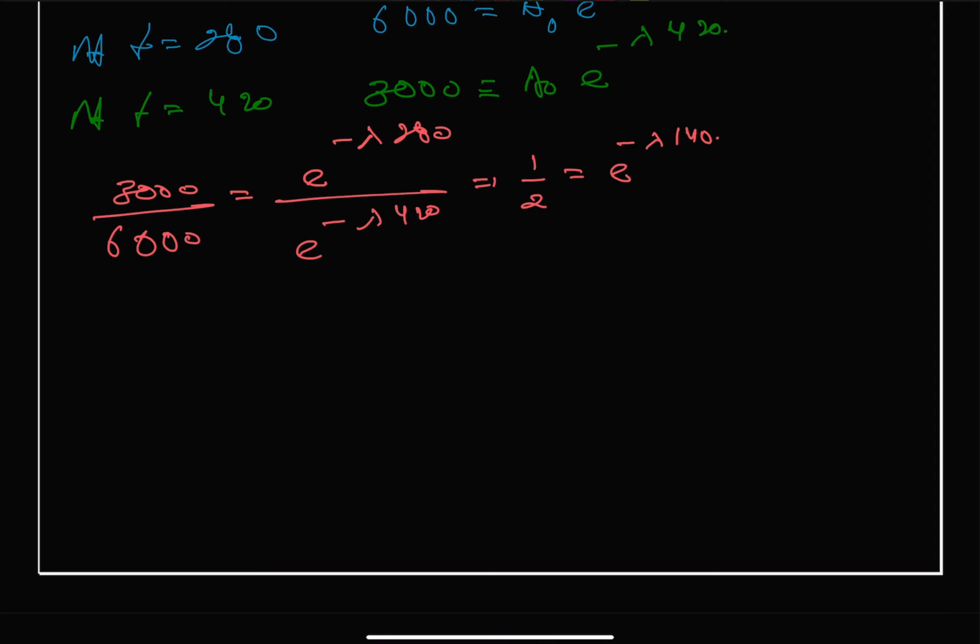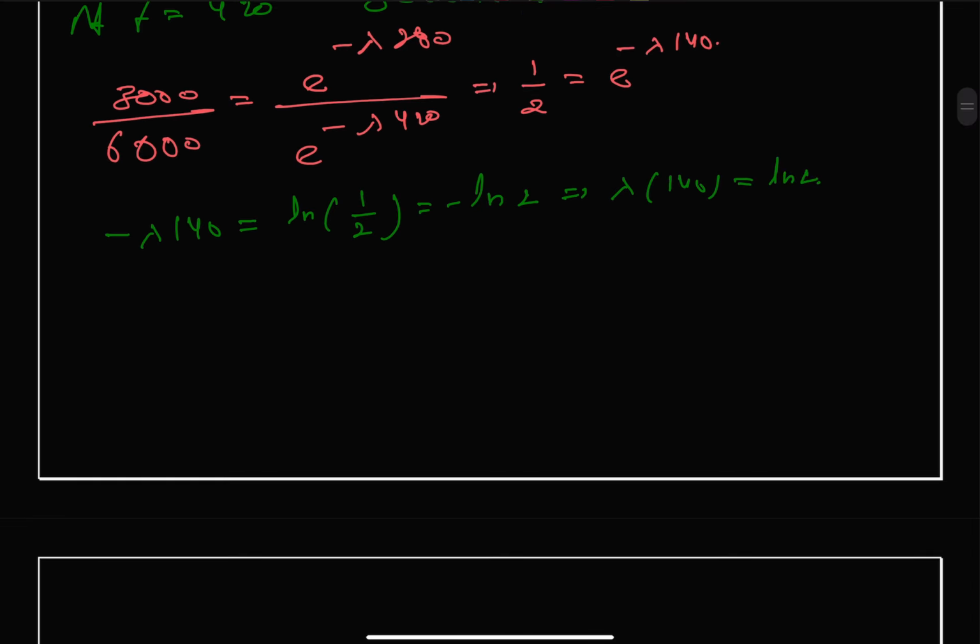So we can write that minus lambda 140 will be equal to natural log of 1 by 2, which can be written as minus natural log of 2, giving us lambda times 140 is equal to natural log of 2. So we have lambda is equal to natural log of 2 divided by 140.